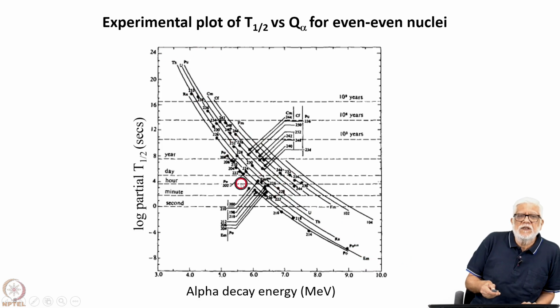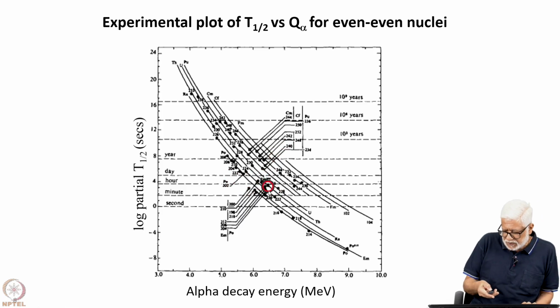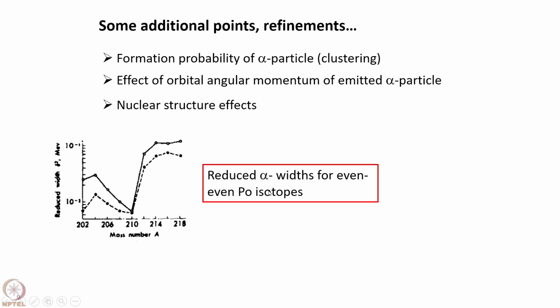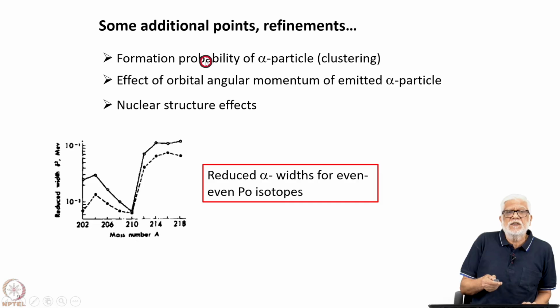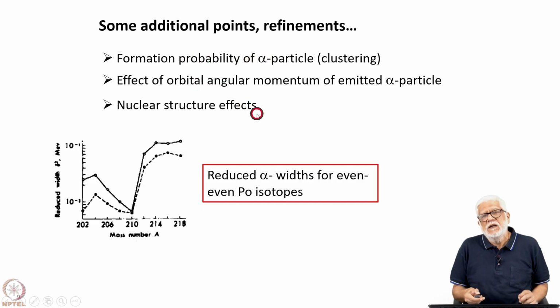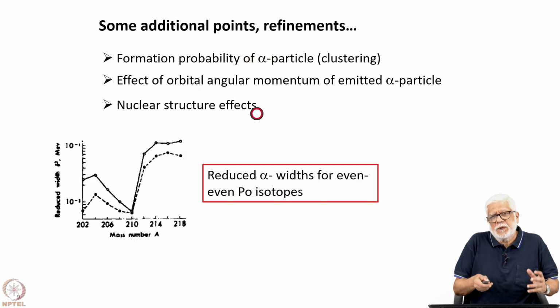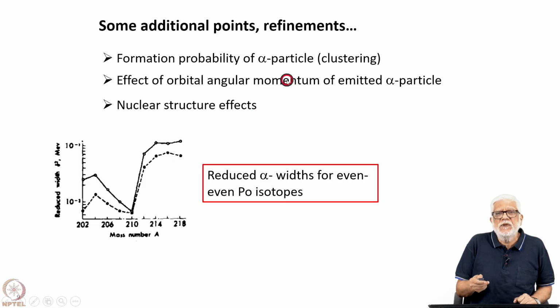Of course, there are variations because it depends eventually on the structure of the nucleus, and what is the preformation probability and so on. So that we'll see in the subsequent slide. So there are three parts to this. There is the formation probability of the alpha, and the alpha particle, through experiments of knockout reactions and so on, actually survives for a relatively longer time on the surface of the nucleus.